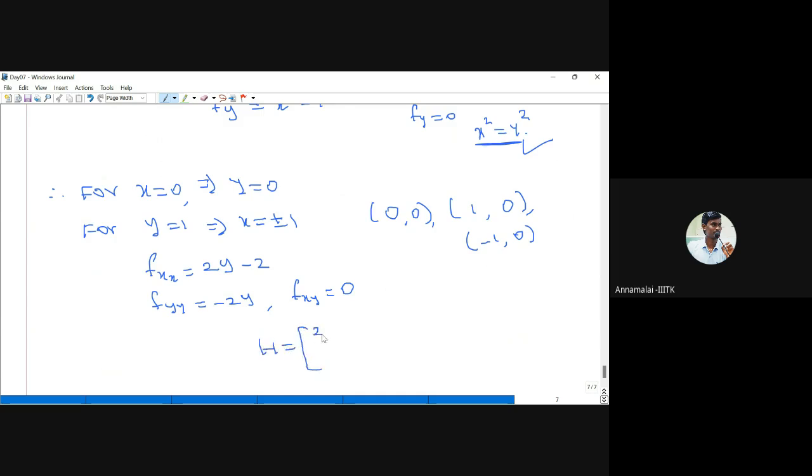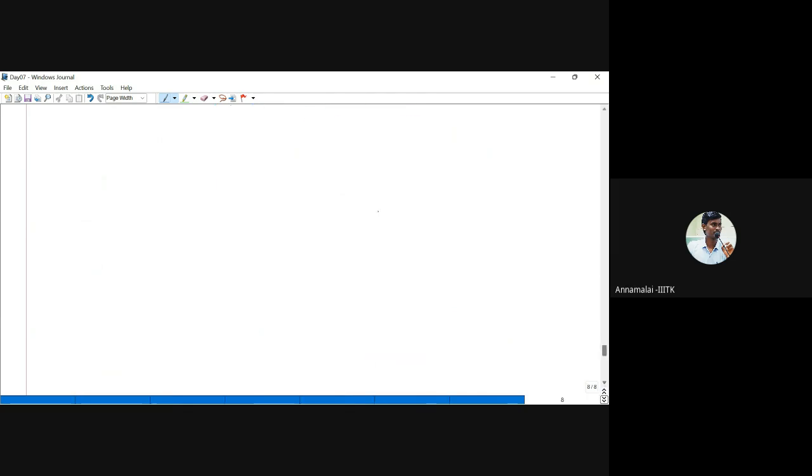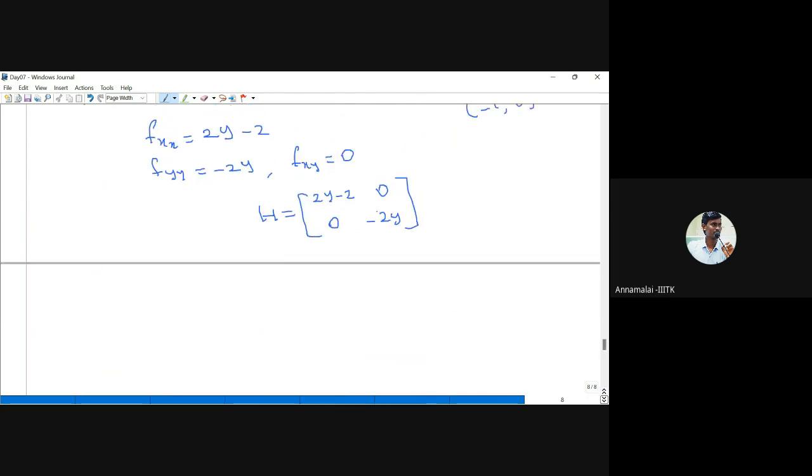fxx. The fxx value is nothing but 2y minus 2. The fxy value is 0, and fyx also 0. And this fyy, that is minus 2y. This is the Hessian matrix. Now at each point, we have to look at what h is.